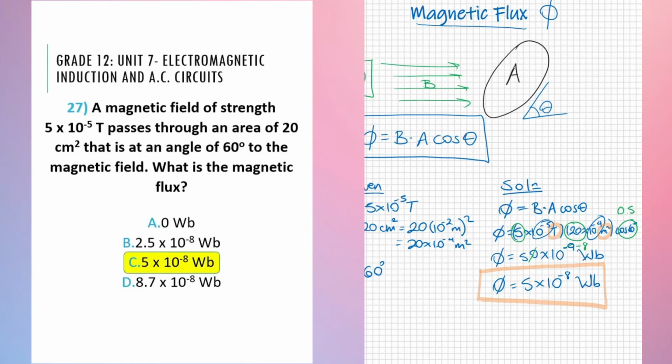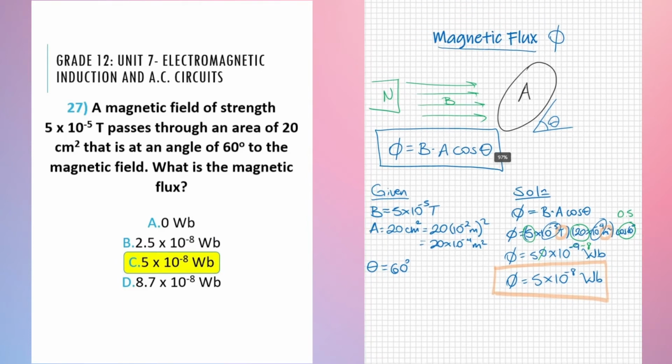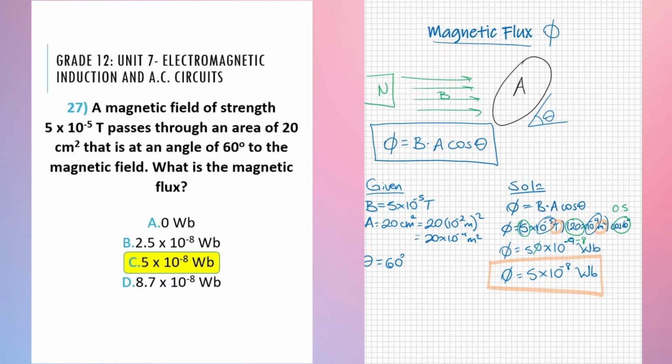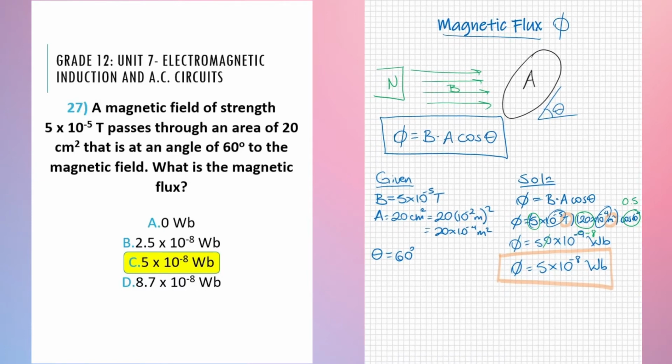So it's a pretty straightforward question. It's a very important quantity. That's what you really have to take away from this. Magnetic flux is an important quantity, and this simple formula can be used in order to calculate it. And that's it. Now we're moving on to the next question of electromagnetic induction and AC circuits.